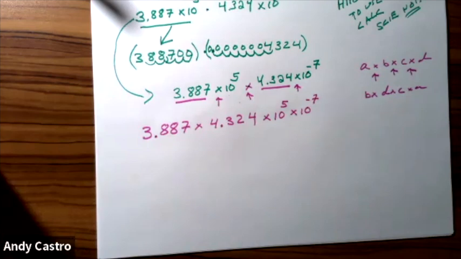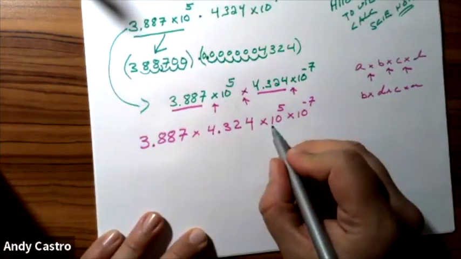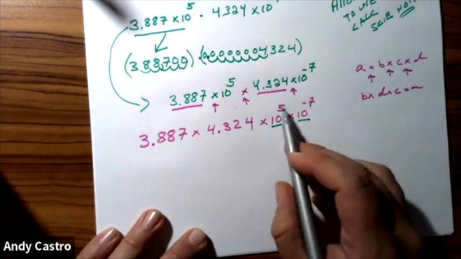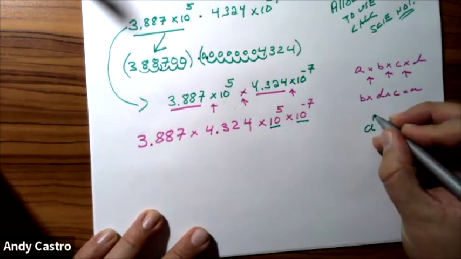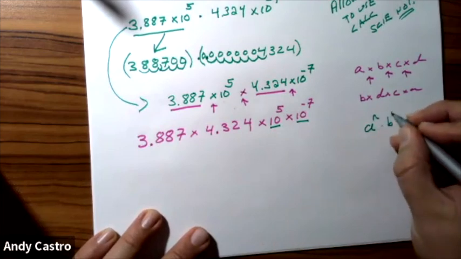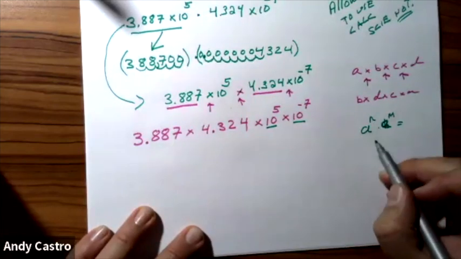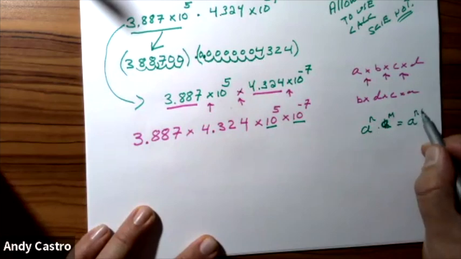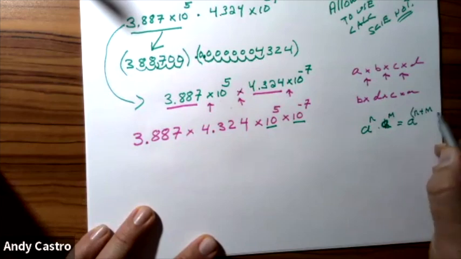Now, why would I do this? The reason is that now we can see a little bit more clearly that we are multiplying two numbers of the same base with exponents. And as we learned yesterday, if I am multiplying two numbers with the same base, a to the n times a to the m, I can add the exponents, a to the n plus m.